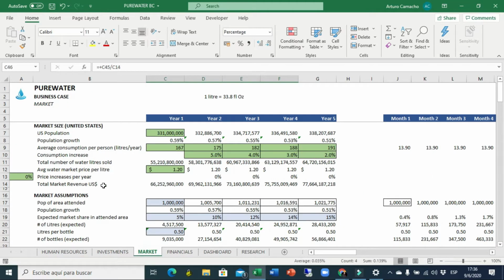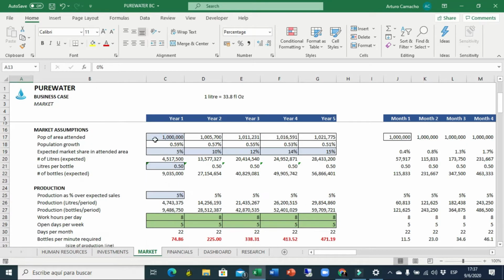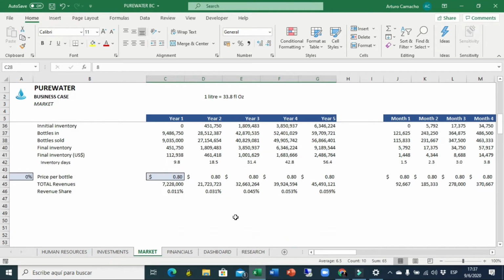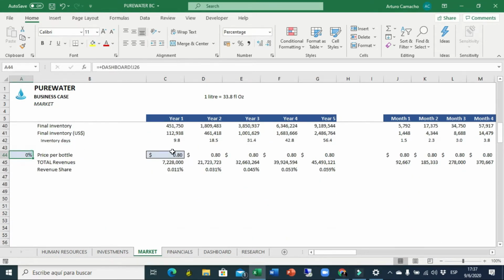In the market, of course, there are things that don't require to be in the dashboard because there are things that do not change much, like the population of the United States on the first year of your project, and the average consumption per person and its increase per year, and the average market price per liter of the water, as well as the price increase per year, should be kept constant. Everything else here, as you see, is in light blue, and there's an exception here. Well, the amount of hours your factory is working, and all this is in blue. All this is from the dashboard.